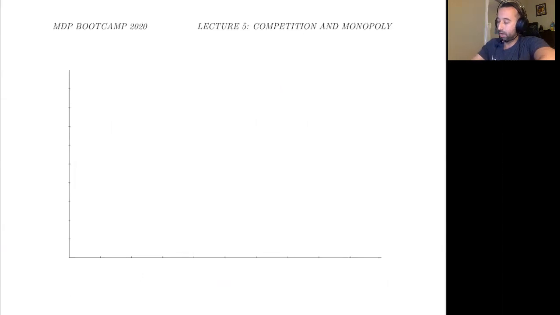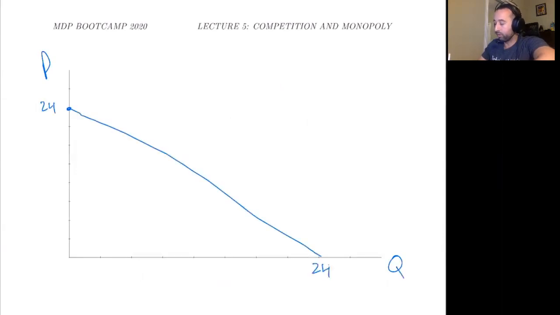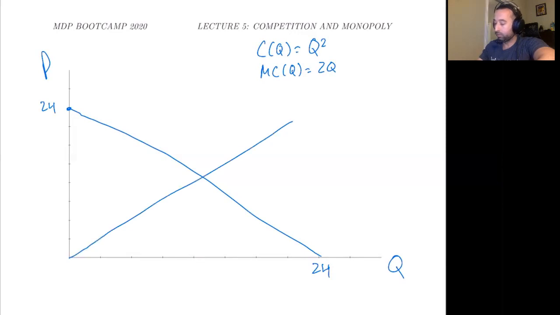I have P here and Q here. My demand curve is 24 minus Q, so I know that my y-intercept is 24. My x-intercept is also 24 because it's just 24 minus Q. My cost function is C(Q) equal to Q squared, which means my marginal cost is equal to 2Q, just the derivative of that. So marginal cost is this upward sloping curve starting from the origin, because there's no intercept term here. And this is our marginal cost.